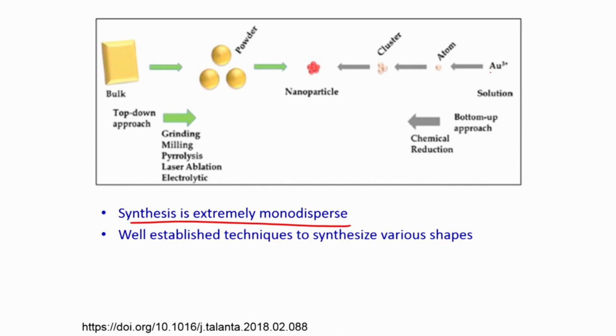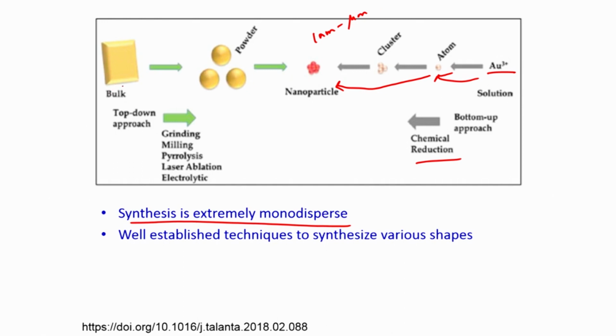You can start from salts, you can reduce them down either by a chemical reduction or some other method to an individual atom, which will then start clustering, and you can grow these clusters up to the size range that you want. And people have shown this for all kinds of sizes, all the way down from 1 nanometer to micron levels. So that is not a problem.